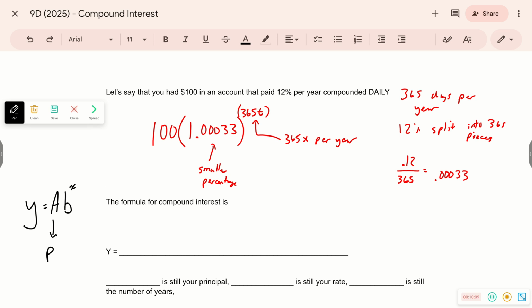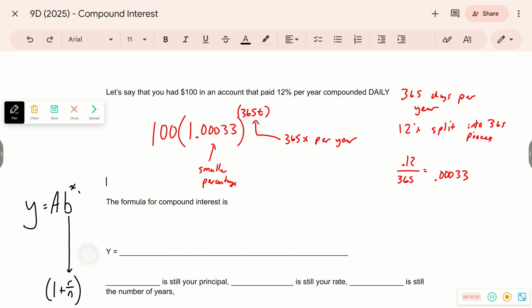The A is going to become P, and the X is going to, of course, become T. And we're going to have to mess around a little bit with our B. The B is going to become 1 plus our rate divided by our number of compounds. So the A becomes P, the B becomes 1 plus R over N, and the X becomes T.